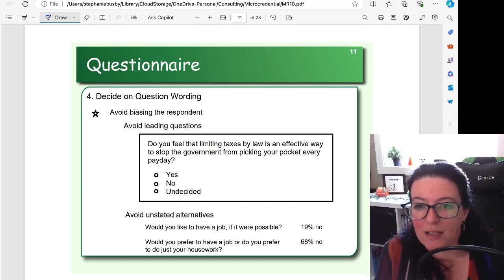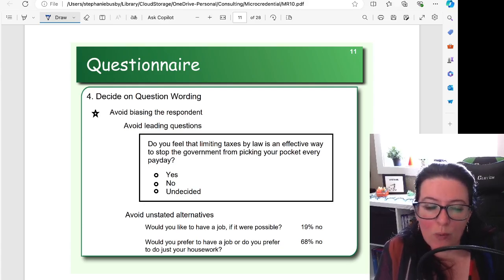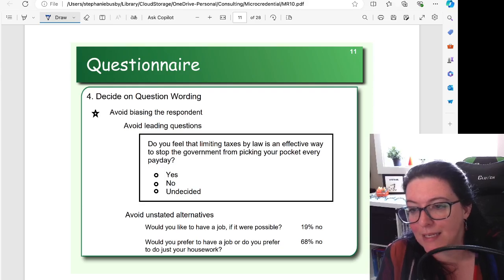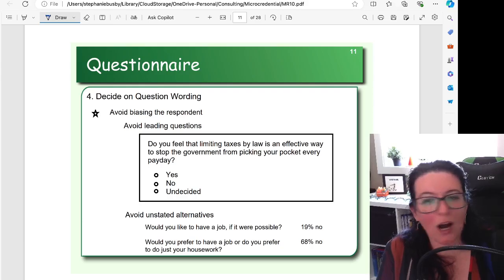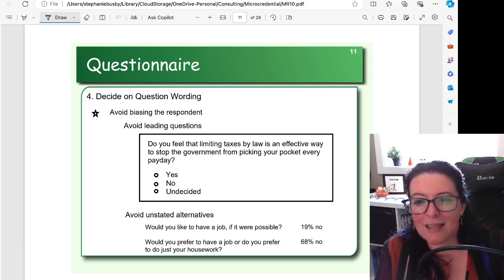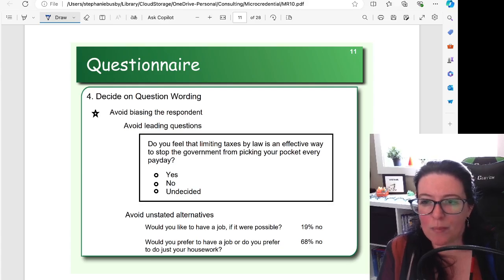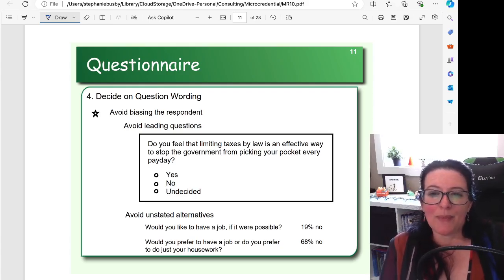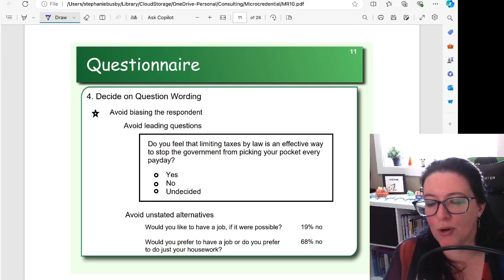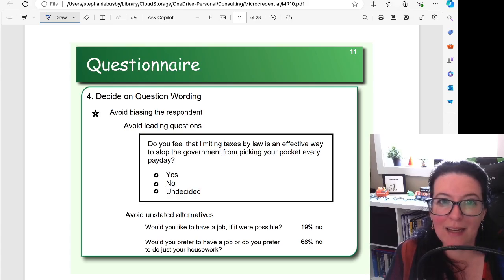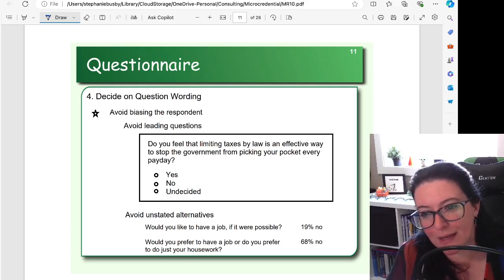We want to be very clear in our wording, and we want to make sure we're not biasing it by being very clear about what we're asking for. Are we asking just whether they want a job, yes or no? Are we asking them which they like better, a job or being a stay-at-home individual in their household? What is it? The benefit of the second question is that there are no unstated alternatives. We're asking, do you like option A or option B?